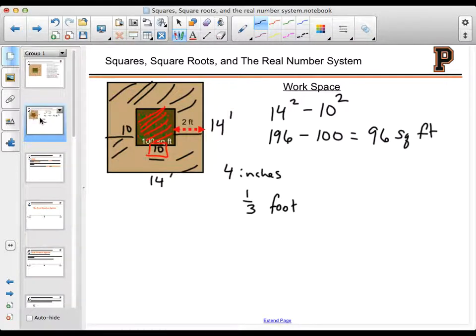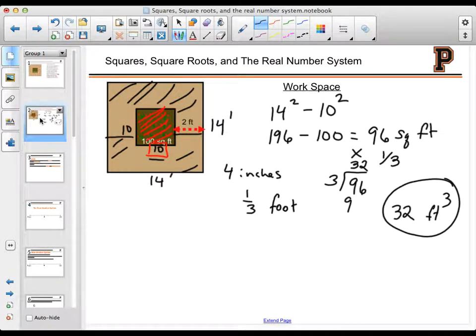So I would take my 96, which is just the area of this, and to find the volume of it, I would multiply by 1/3. 1/3 of 96 is equivalent to 96 divided by 3. Should get me, I think, 32 cubic feet. So I need 32 cubic feet of gravel in order to fill my walking path.